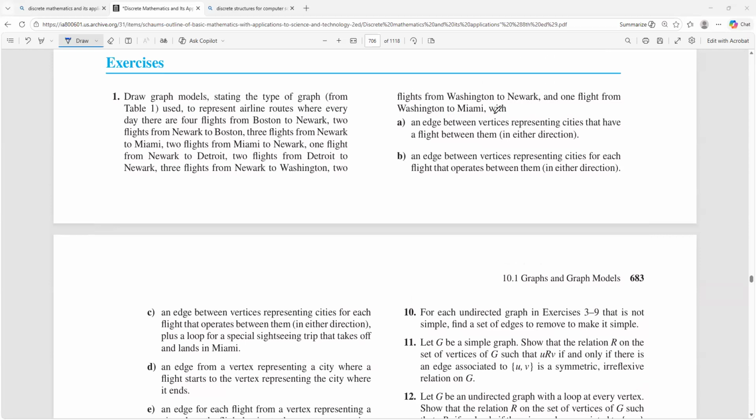Okay, so let's actually write this out here. We know Boston to Newark, there are two flights. And then Newark to Miami, there are, someone catch me if I'm wrong, two flights from New York, four flights from Boston to New York.